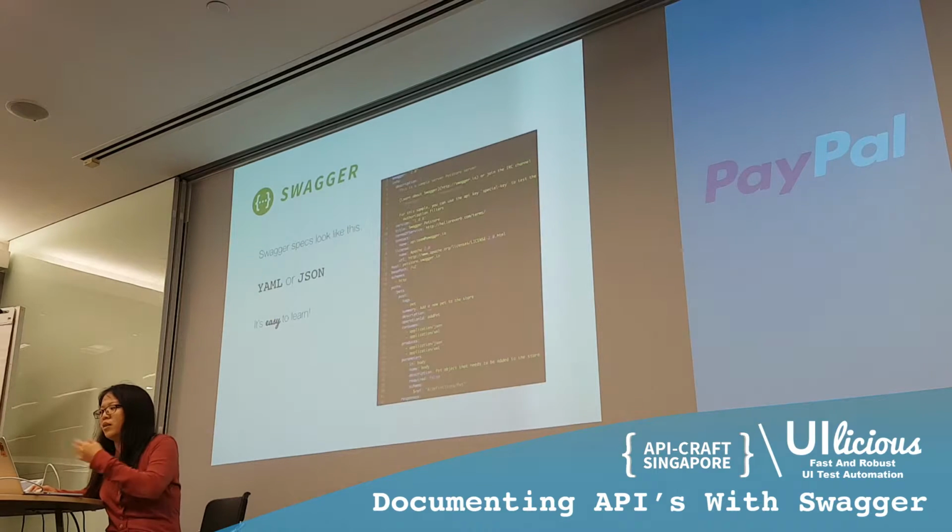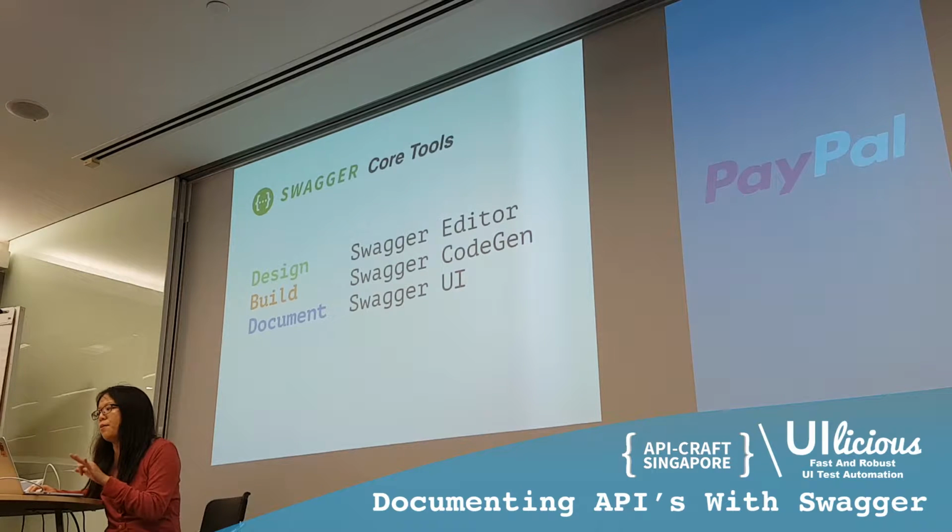Okay, so it's kind of hard to write these specs by hand, so there are tools that Swagger provides for you to help write the specs and to generate the documentation. There are 3 core tools in Swagger. One is the editor for designing and writing your Swagger specification. The second is the Swagger code generation, which helps you to generate your server-side stub code and also to generate your client SDK. And then there is the documentation tool called Swagger UI.